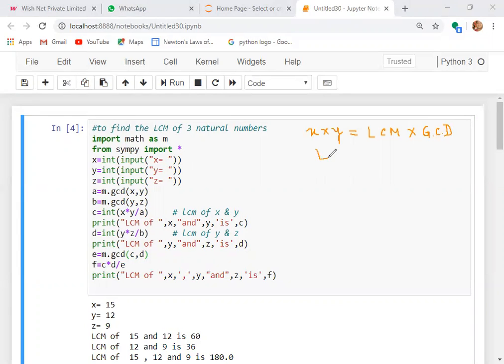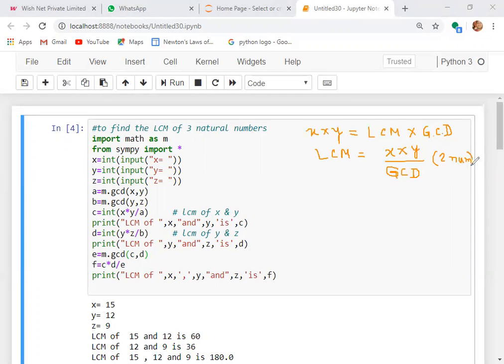So what will be the formula for LCM? LCM will be the product of the two numbers divided by the GCD. This is the rule. But there is no such rule for finding the LCM of three numbers. We cannot write that the LCM of three numbers is the product of three numbers divided by the GCD. That is only applicable for two numbers.